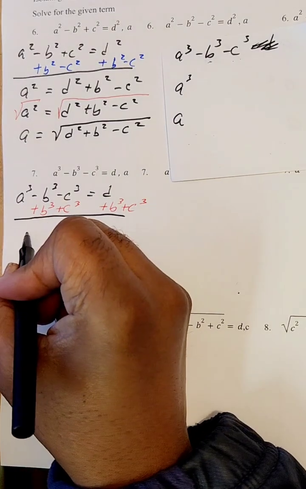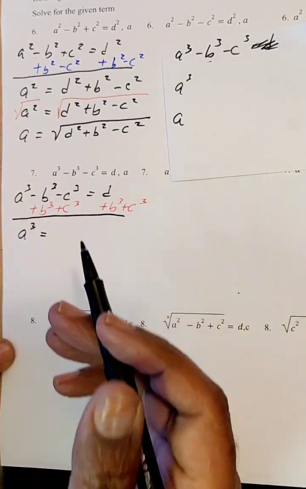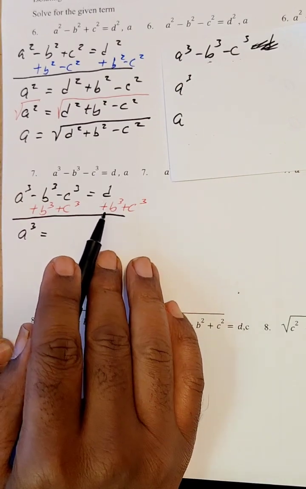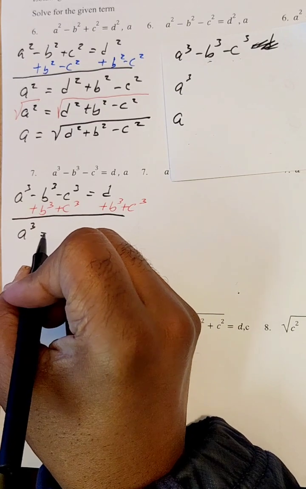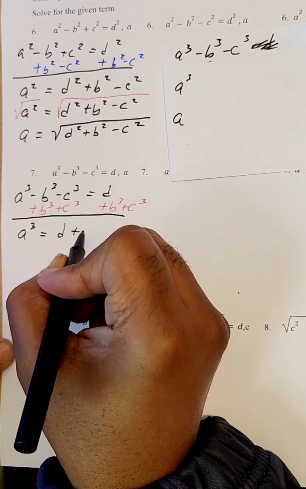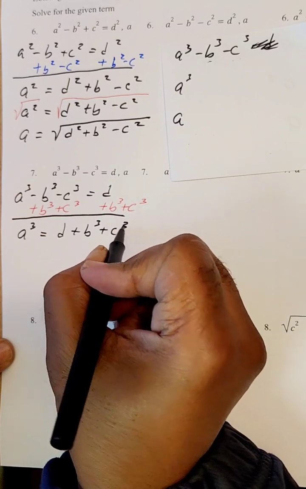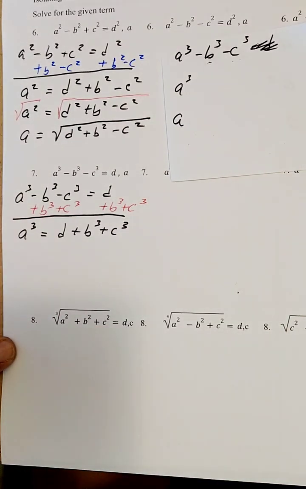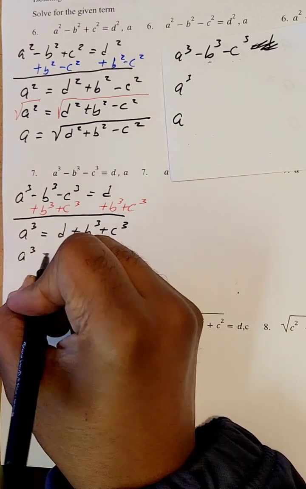This will leave our a cubed for the left side, and on the right side we'll have our d, we'll have our b cubed and our plus c cubed. So d plus b cubed and plus our c cubed. Okay, next I'm going to write this again, because the next step is to get rid of the cube from the a.